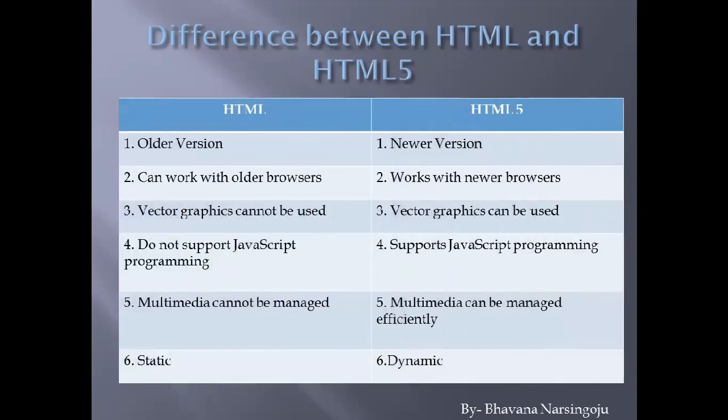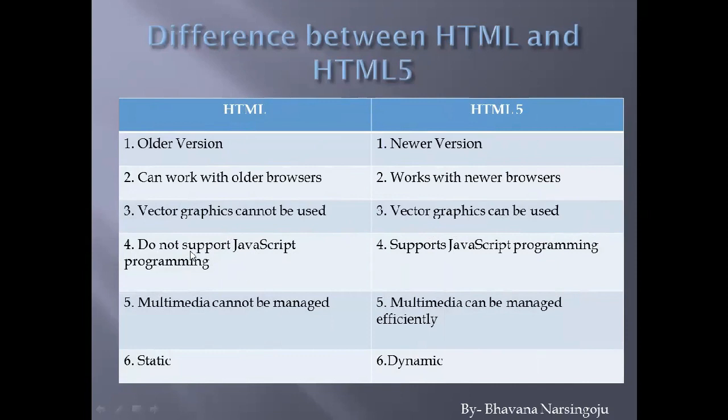So here are the differentiating points between HTML and HTML5. Let's check them one by one. HTML is the older version, whereas HTML5 is the newer version. HTML can work with older browsers and HTML5 can work with newer browsers. Vector graphics cannot be added in HTML, whereas in HTML5 we can add vector graphics.